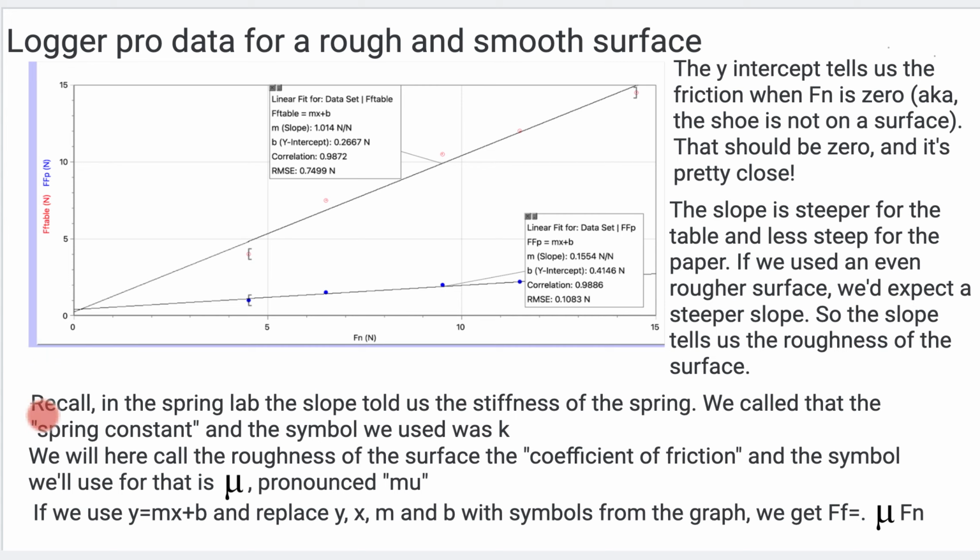Recall back to the spring lab. In the spring lab, the slope tells us the stiffness of the spring, and we called that the spring constant. So the stiffness was measured by the spring constant, and we used a symbol k. And we're going to do something very similar here. Here, we're going to call the roughness of the surface the coefficient of friction. That's the name we're going to give to the roughness of the surface.